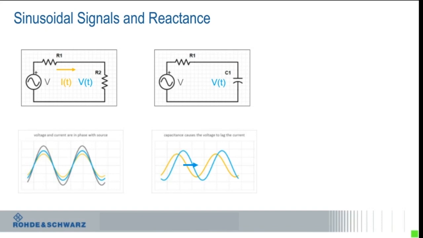So you see here, voltage and current are in phase with a square wave for the resistor, but when you put that capacitor in here, the capacitance causes the voltage to lag the current, right? Because remember, the capacitance resists changes in voltage. Okay, and then similarly for an inductor, inductance causes the current to lag the voltage.